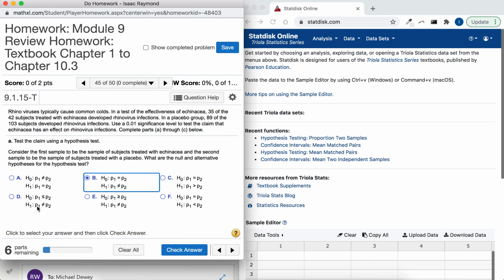We're not going to go with that one because that's less than or equal to. The null hypothesis is supposed to be the opposite, right? So if your alternative does not equal, then your null hypothesis should be equals. So that's our correct answer here.